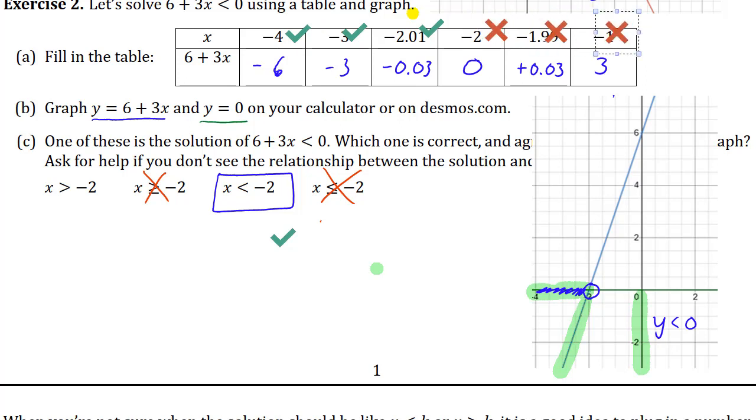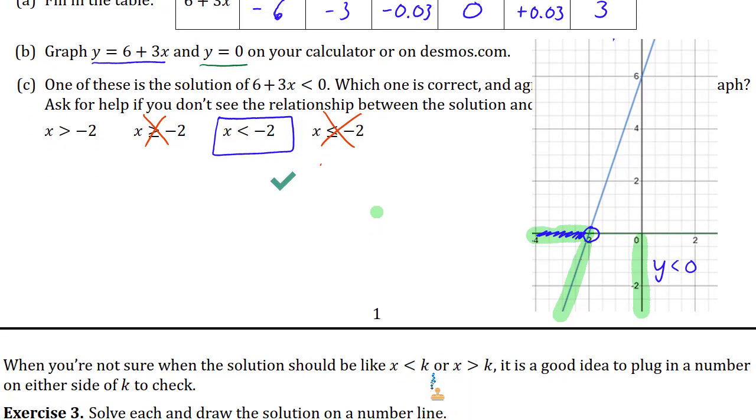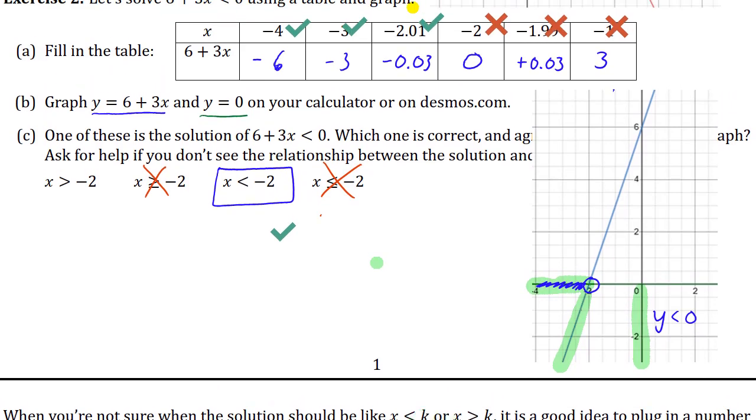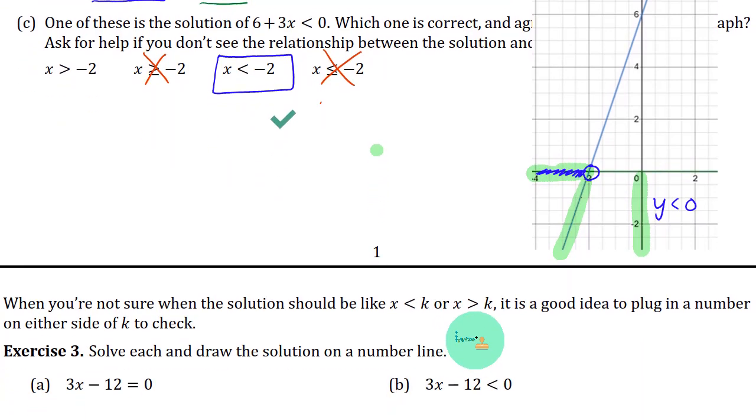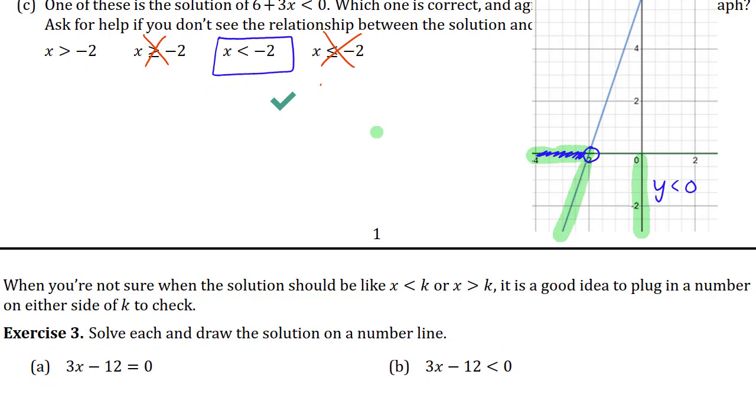Okay. Now, in the next video, we're going to do exercise 3. But you're going to do exercise 3, and then I'm going to help you get unstuck or help you check your answers. Talk to you then.